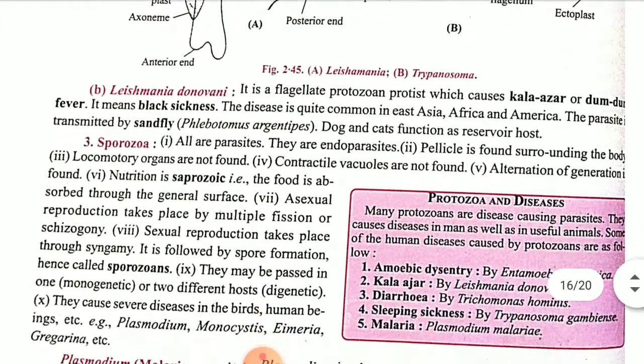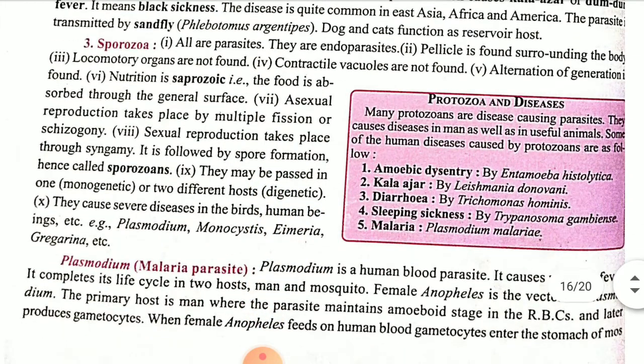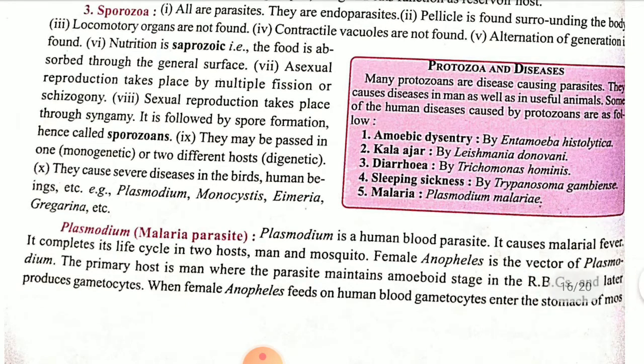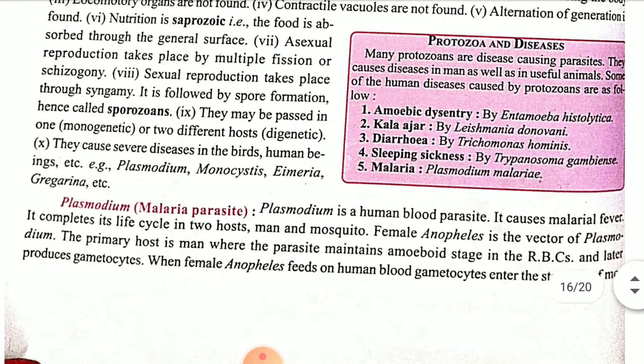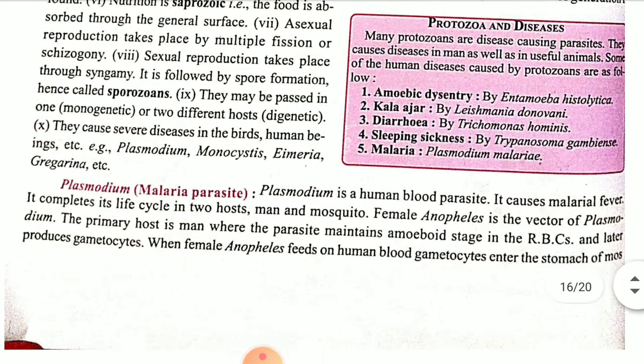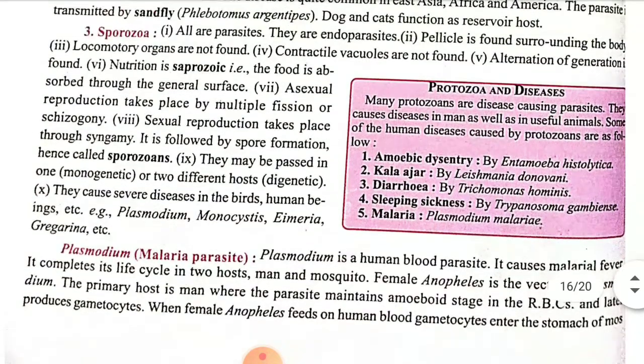Then Sporozoa, the third one. All are parasitic. They live inside the body only, endoparasites. Pellicle will be present. Locomotory organ is absent. Contractile vacuole is absent. Alternation of generation is found. Their mode of nutrition is sporozoic. Asexual reproduction takes place by multiple fission. Sexual reproduction takes place by syngamy.